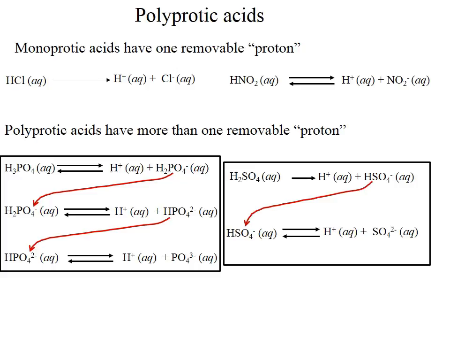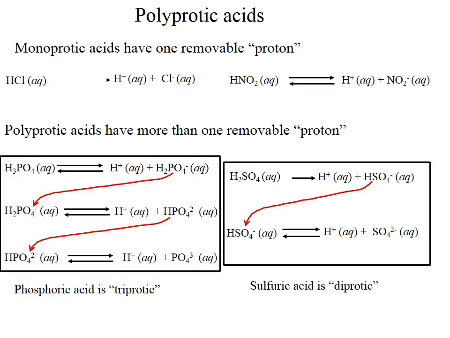Another example is sulfuric acid. Sulfuric acid is a diprotic acid where the first proton is essentially 100% ionized. It's a strong acid for the first proton only, so you see a single arrow to the right. Then hydrogen sulfate or bisulfate ion will lose its second proton to form sulfate ion.